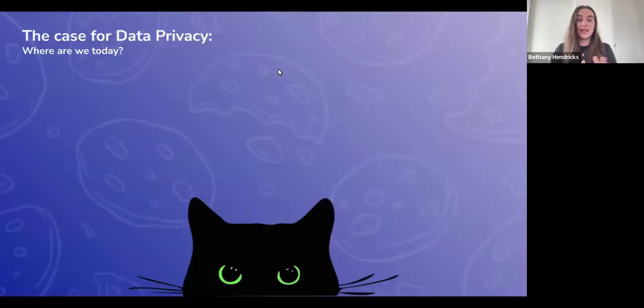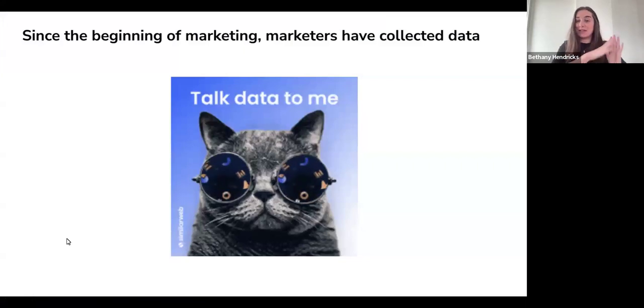Right. So let's talk about the case for data privacy. Where are we today? And to think about where we are today, let's think about where we started. And I'm speaking specifically about marketers here. So since the beginning of time, marketers have wanted data, as much data as possible, so that we can make data-driven decisions about our customers. We want to know where our customers are online, what they're doing, what they're clicking on, so that we can develop targeted ads to really suit their needs.